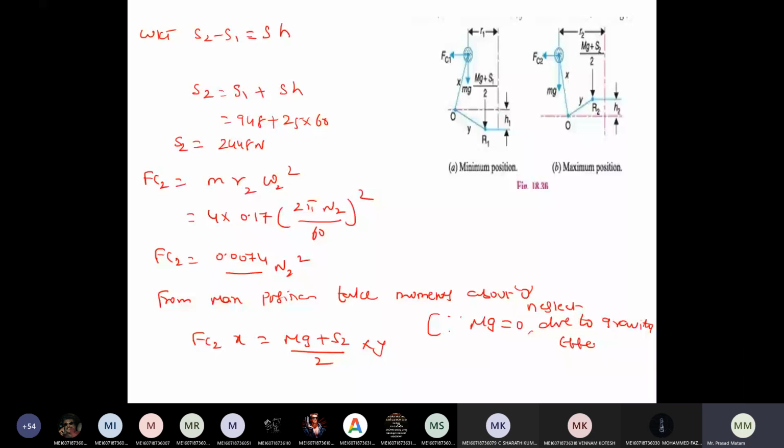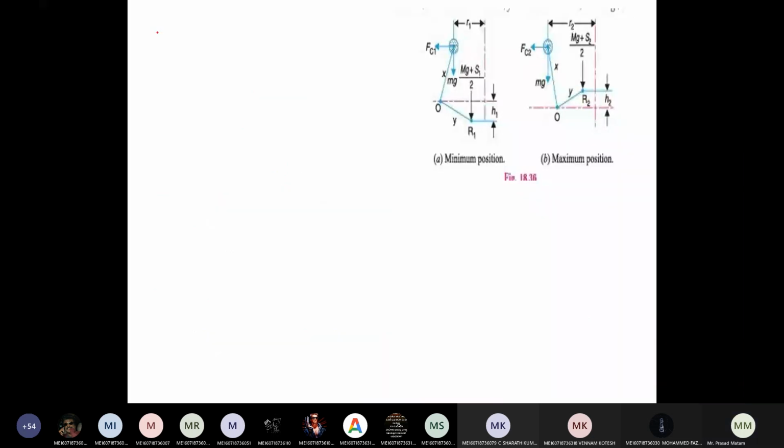Now the equation comes as, I am writing here, FC2 into X is equals to S2 by 2 into Y. From this, what is FC2? FC2 into X is equals to S2 by 2 into Y. From this, FC2 is equals to S2 by 2 into Y by X. What is FC2 we are getting?